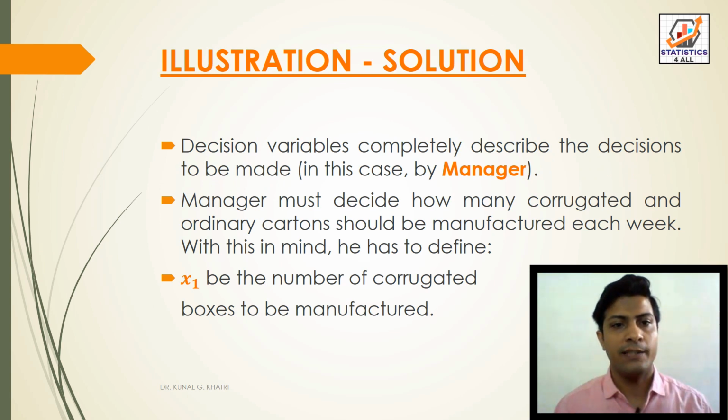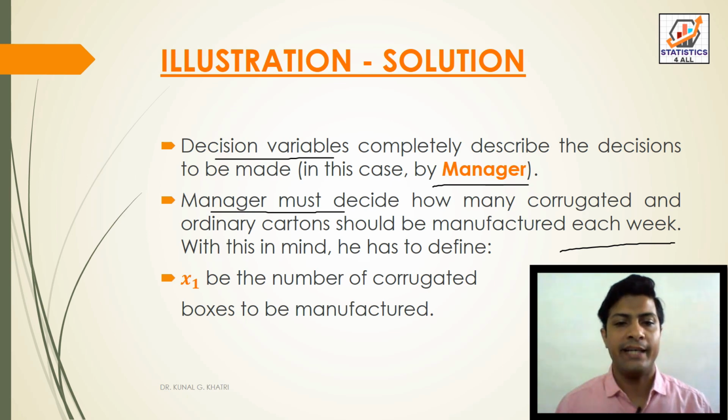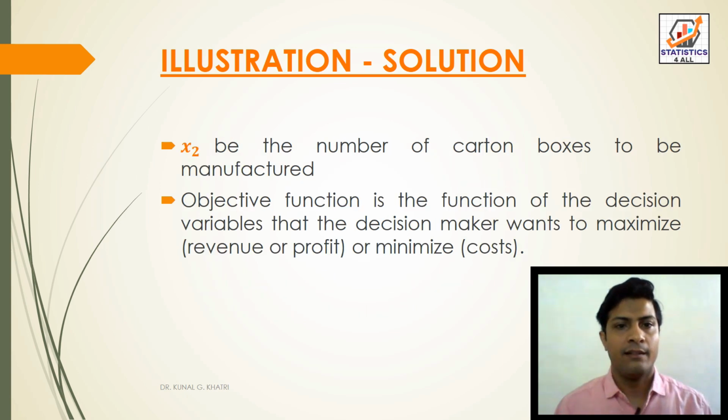Now the solution. Decision variables completely describe the decision to be made, in this case by the manager. The manager must decide how many corrugated and ordinary cartons should be manufactured each week. With this in mind, he has to define x1 as the number of corrugated boxes to be manufactured and x2 as the number of carton boxes to be manufactured.